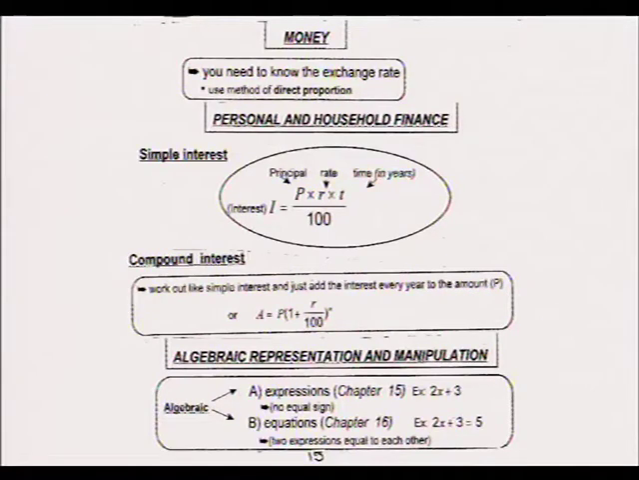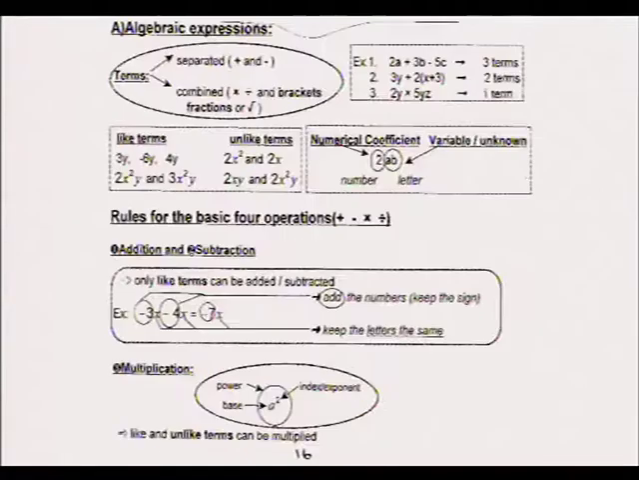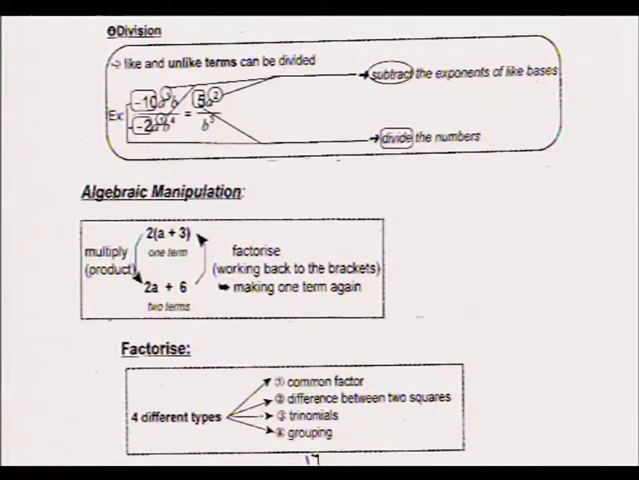Right, there we have expressions and equations. There you see the expressions, the like terms, the unlike terms, the rules for the basic 4 operations. You add or subtract or multiply or divide. That's what's so easy in mathematics. You just have to add or subtract or multiply or divide. Division: the like and unlike terms can be divided. We subtract the exponents of like bases and divide the numbers.